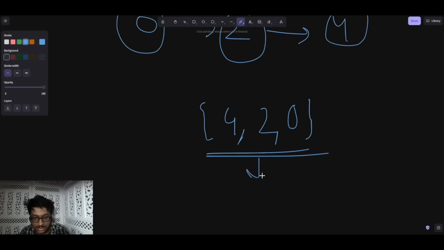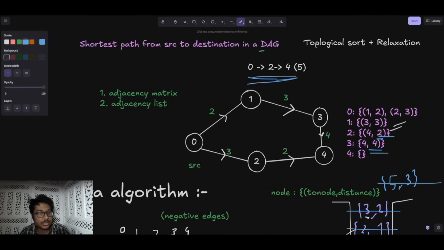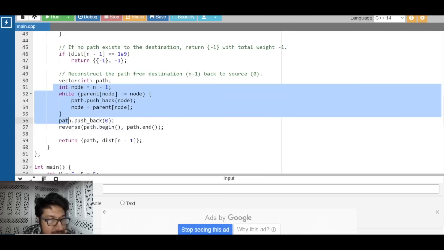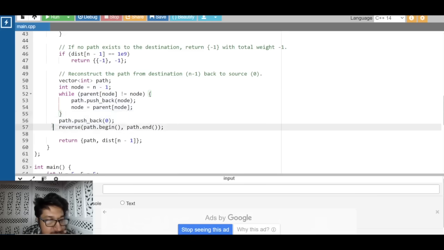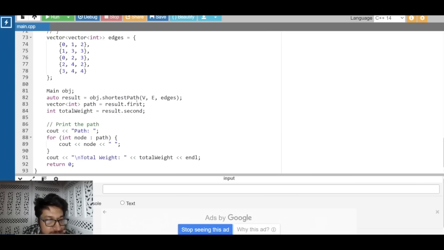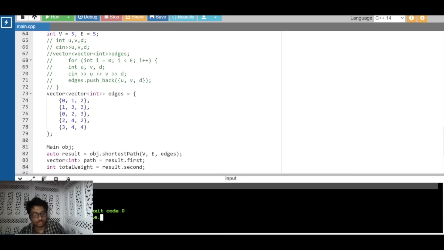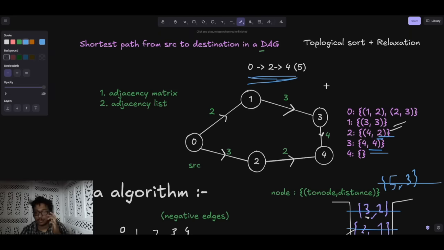You have to reverse this. Get 0, 2, and 4, which is your final answer of the path. So this is what you have to print, 0, 2, 4. So this is what you have to do. First you get all the path nodes, and then reverse it to get 0, 2, 4. Okay. So this is the distance, this is the path. If you run this, for this it will be 0, 2, 4, and 5, something like that. The path is 0 to 4, the total weight is 5, as we had discussed.